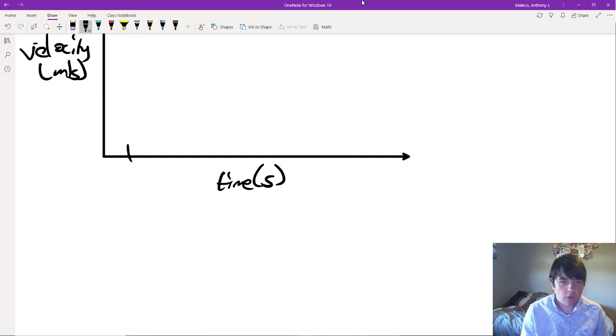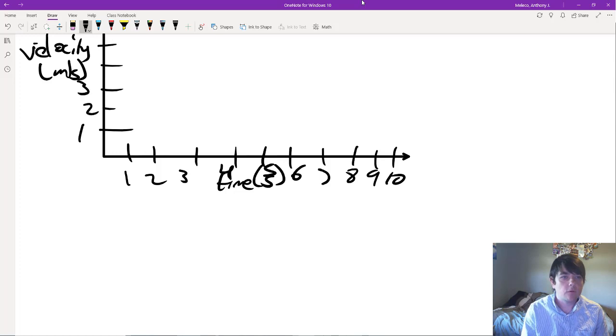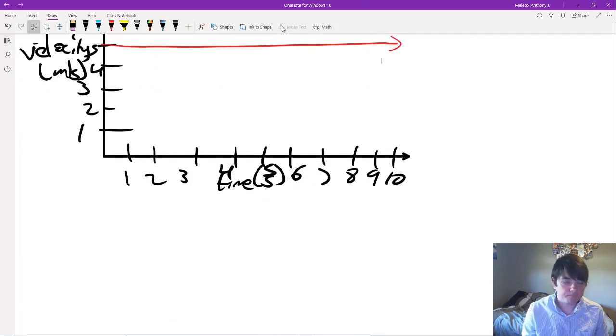Versus time graph. 1, 2, 3, 4, 5, 6, 7, 8, 9, 10. Let's do 10 seconds. 5, 6, 7, 8, 9, 10. 1, 2, 3, 4, 5. And let's say our velocity the entire time is just a flat line. Okay? So this is our velocity function.